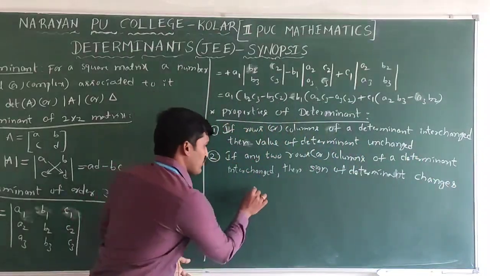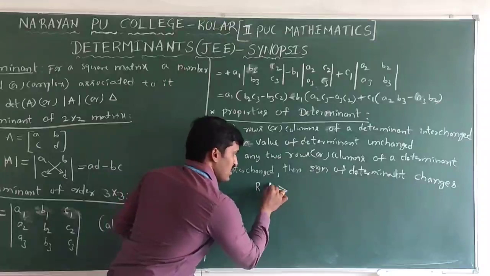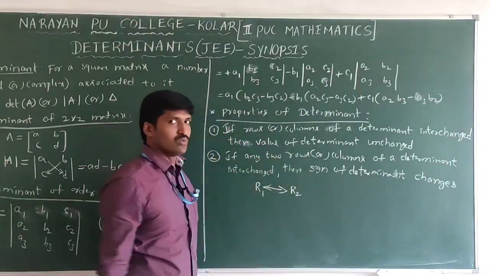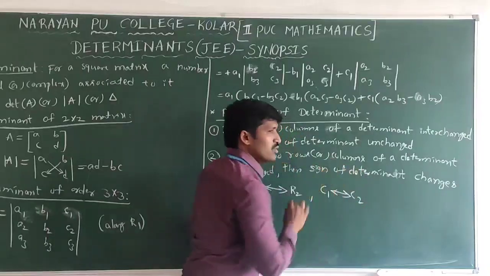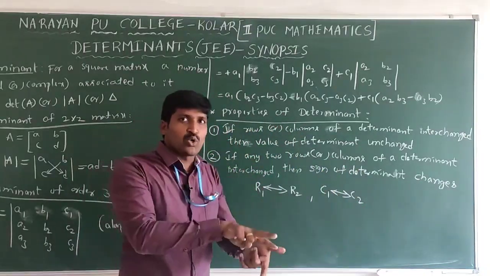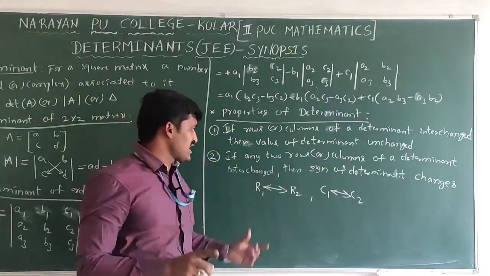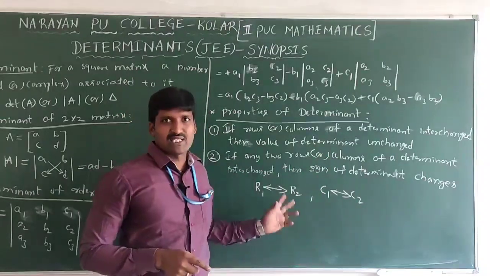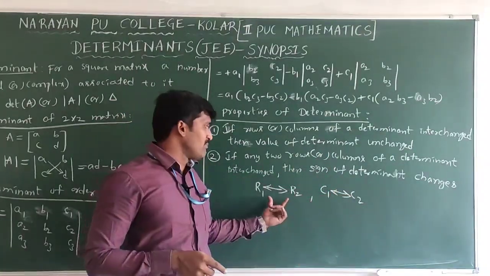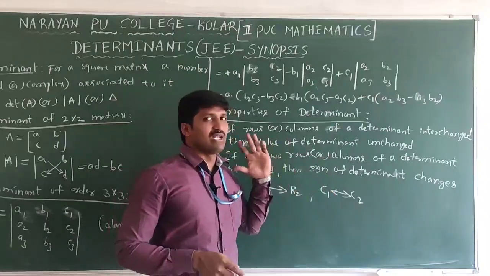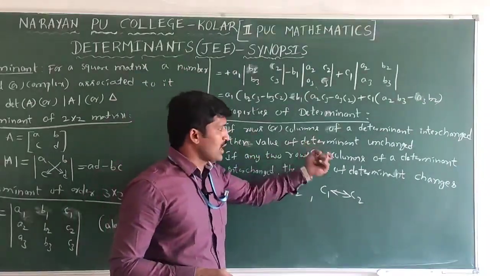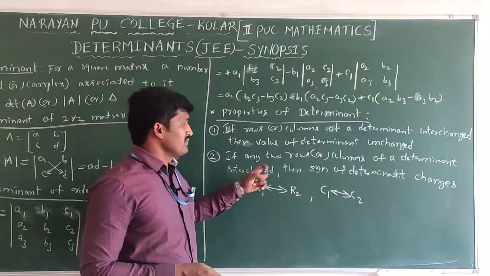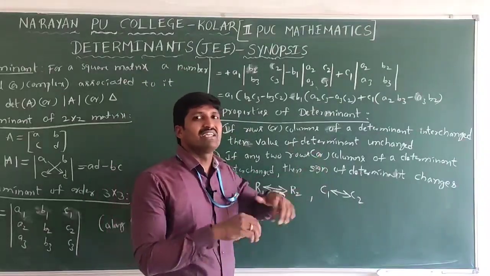Interchanging two rows means what? For example, you are applying R1 implies R2, or for columns you want to change, C1 implies C2. If you interchange any two rows or any two columns, for one interchange the sign will change. Plus will become negative, minus 1 will multiply the determinant value. So it is a simple logic: if any two rows or any two columns are changed, then the sign of the determinant changes.